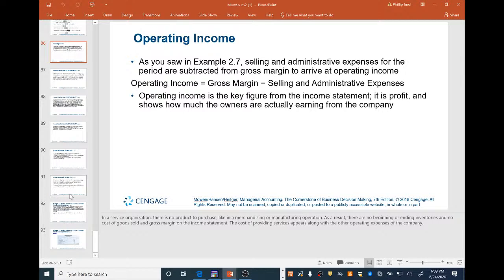Okay, operating income. As you saw in example 2.7, selling and administrative expenses for the period are subtracted from gross margin to arrive at operating income. So we've already established that too, right? Operating income is gross margin less selling and administrative expenses. Operating income is the key figure from the income statement because it is profit and it shows how much the owners are actually earning from the company, right?